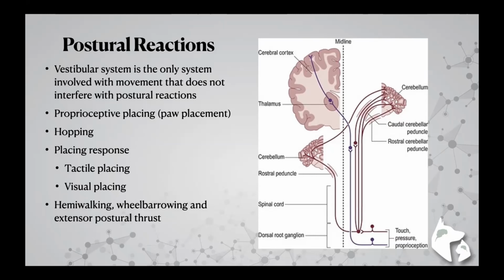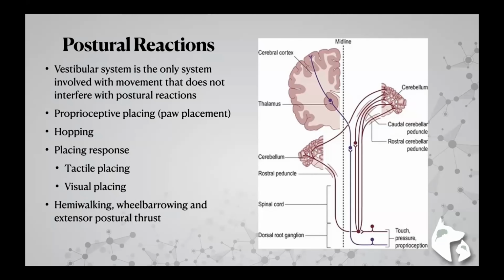But you can do tactile placing and visual placing. So again, that's where you need to use caution when lifting the animal up, because cats, again, can have this tendency to try to grip onto whatever is closest to them. And then you can also do hemi-walking, wheelbarrowing, and extensor postural thrust, all of which are testing that conscious proprioception.